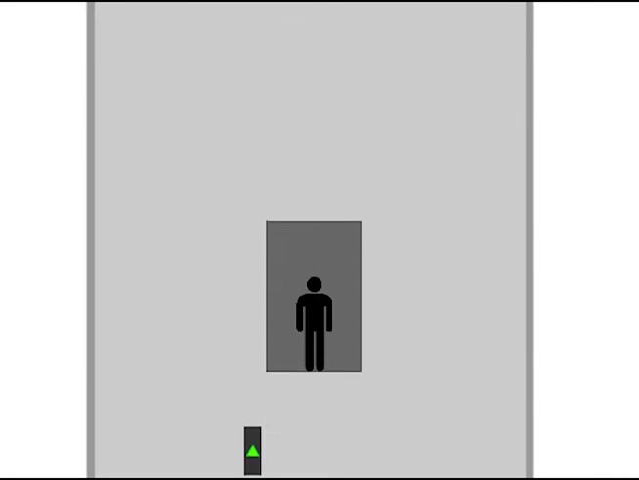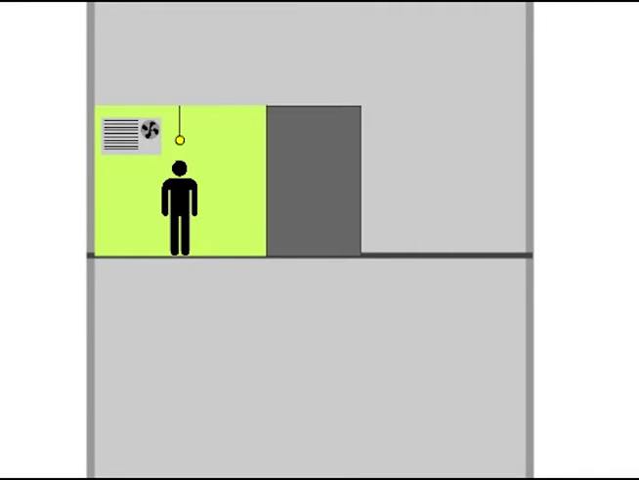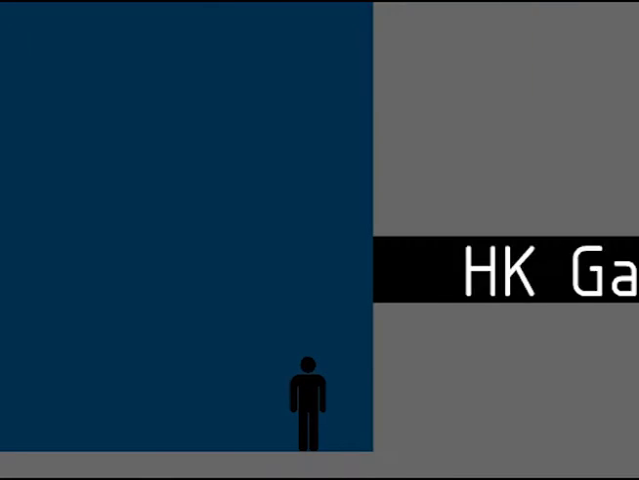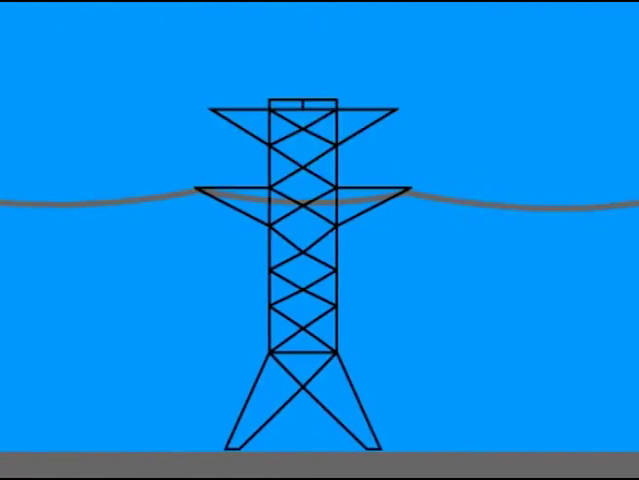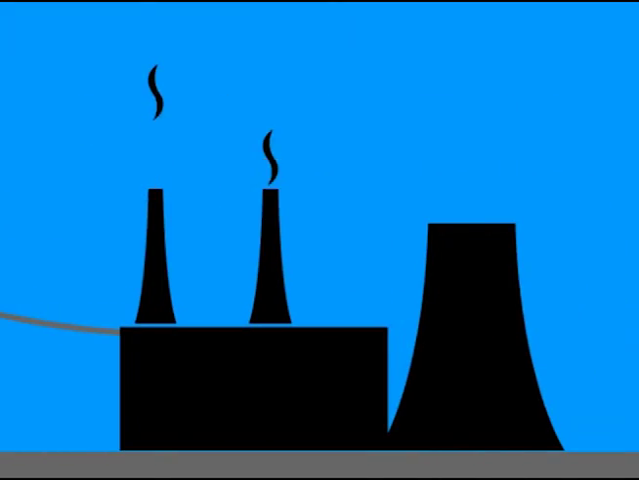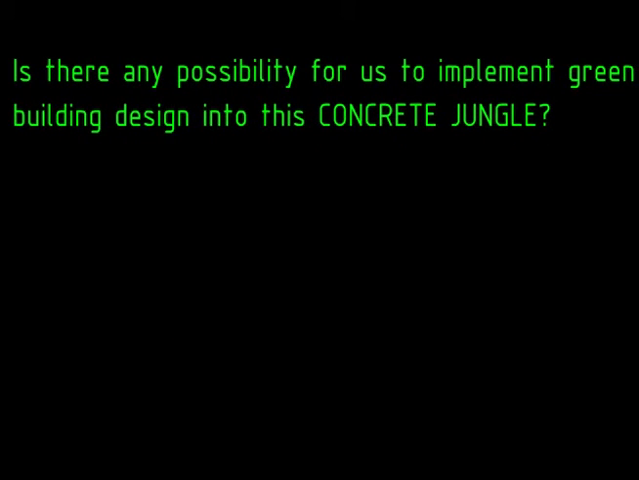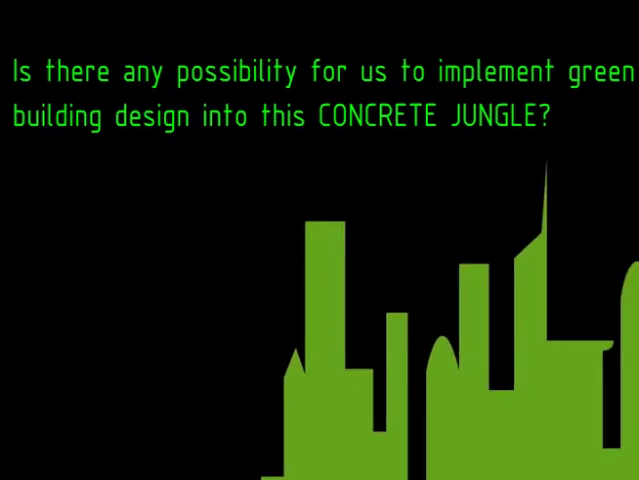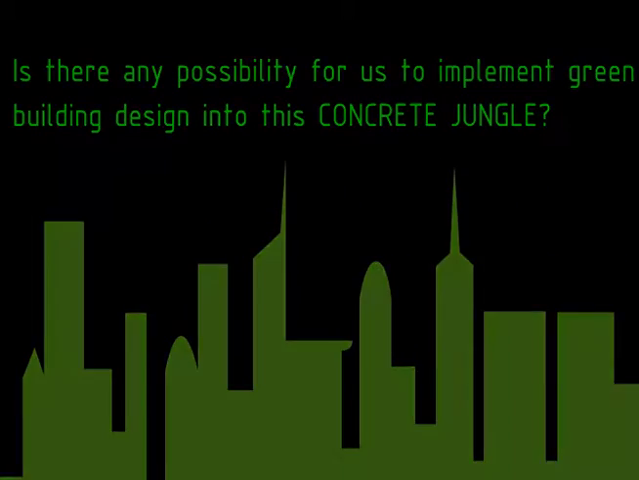Every day, we start working by taking the elevator, switching on the light, and starting ventilation for hallways and rooms. City life is dependent on energy, and the growing energy consumption in buildings affects global energy sustainability. Is there any possibility for us to implement green building design in this concrete jungle?